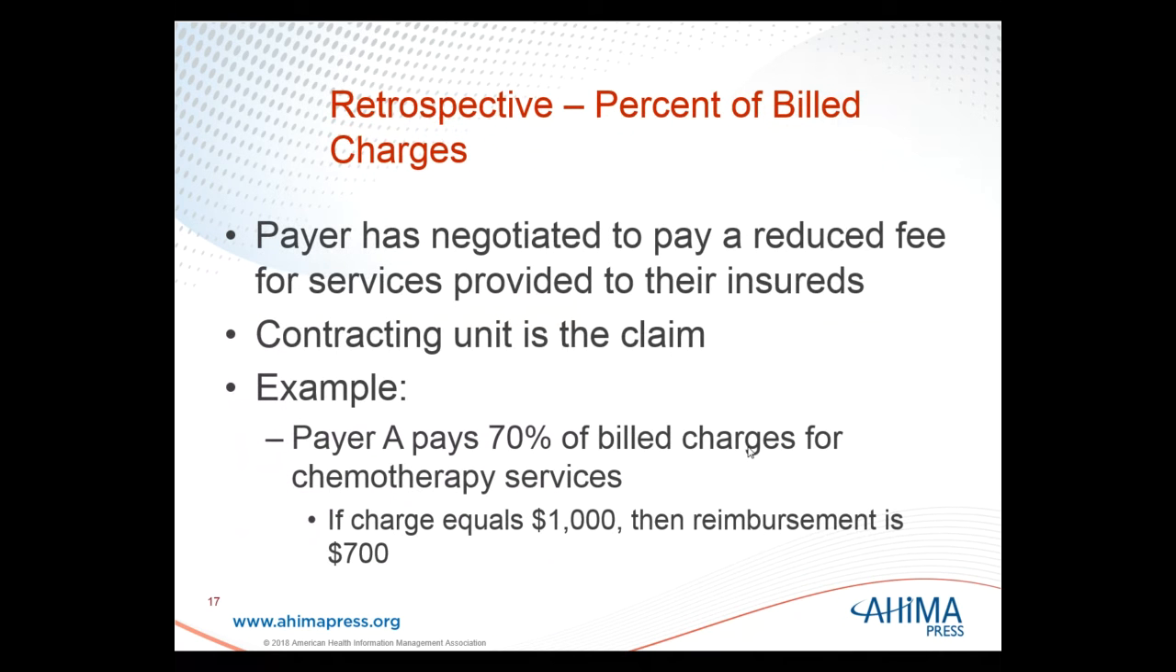Next, percentage of bill. This is when the payer has negotiated to pay a reduced fee for services provided to their insured members. This is rare. It is seen some in cancer centers and children's hospitals. The contracting unit is the claim. So an example here, if the payer says they'll pay 70% of the billed charges for chemo and the charge is $1,000, then the reimbursement would be $700.